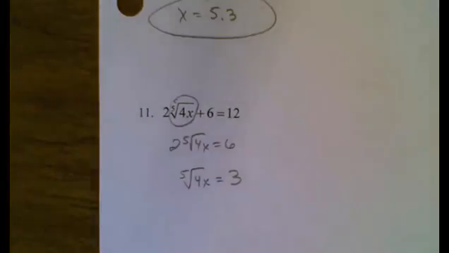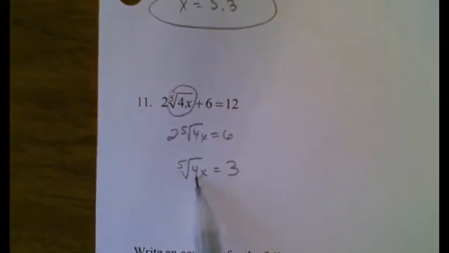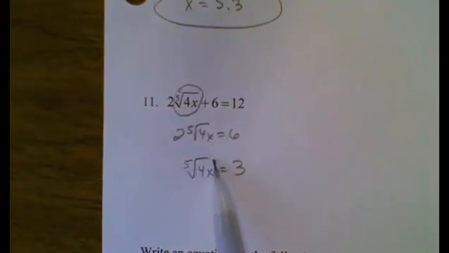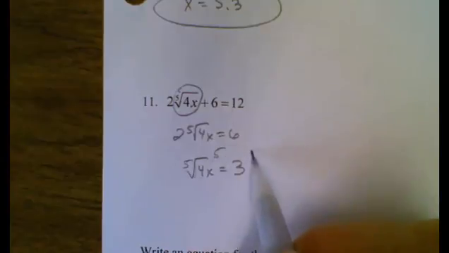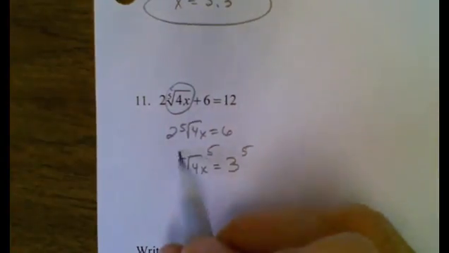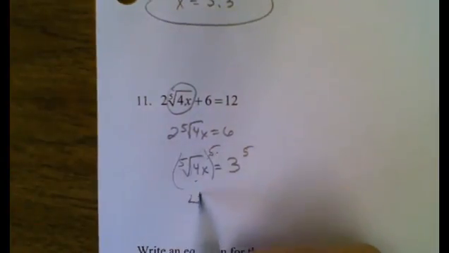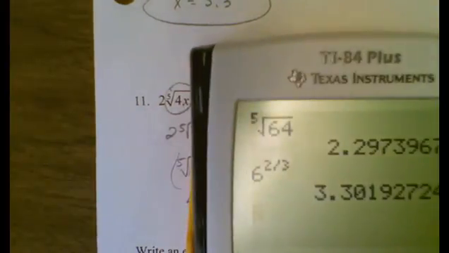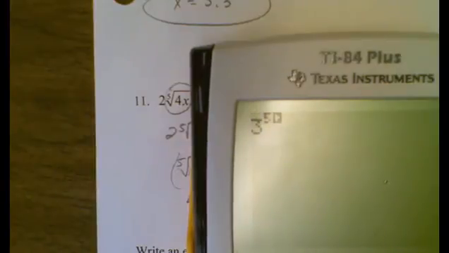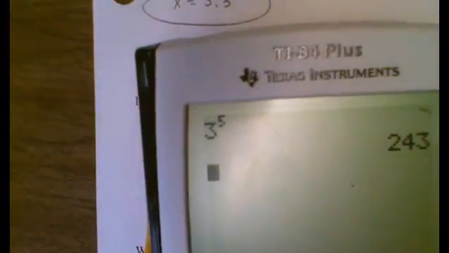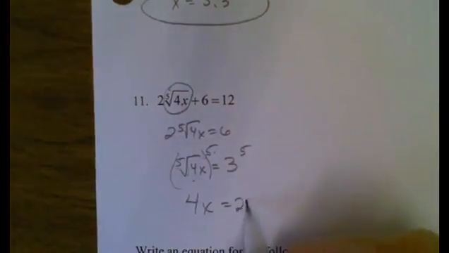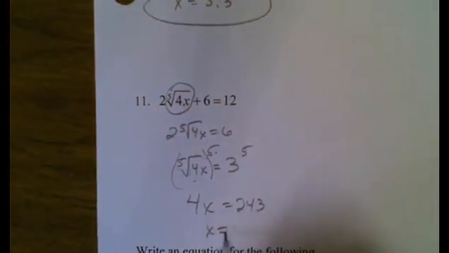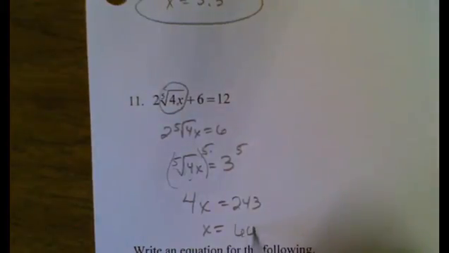So again, you have to get whatever that base is, so in this case it's the root, you have to get that by itself. Now to undo a 5th root, I'm going to raise it to the 5th power. So I'm going to get over here, because I'm just raising all of that to the 5th, I'm just left with 4x. Here I have to take 3 to the 5th power, so I use my calculator, I take 3 raised to the 5th, and I get an answer of 243. So that equals 243, and now all I need to do is divide by 4. So if you take 243 and divide it by 4, you should get 60.75.